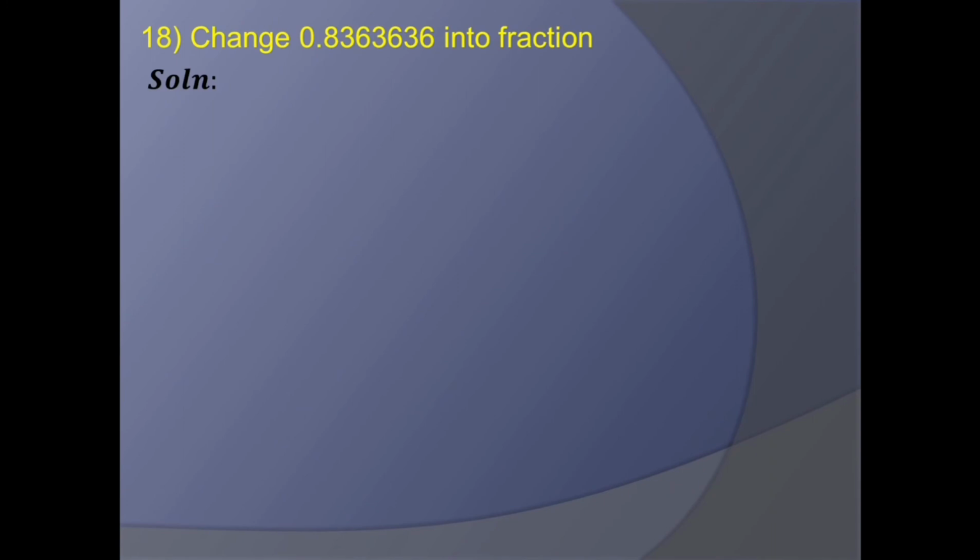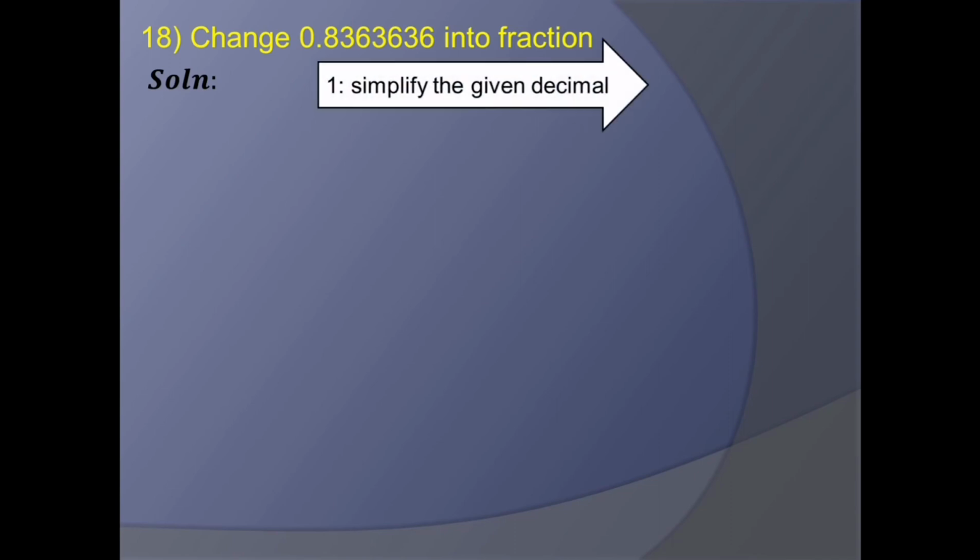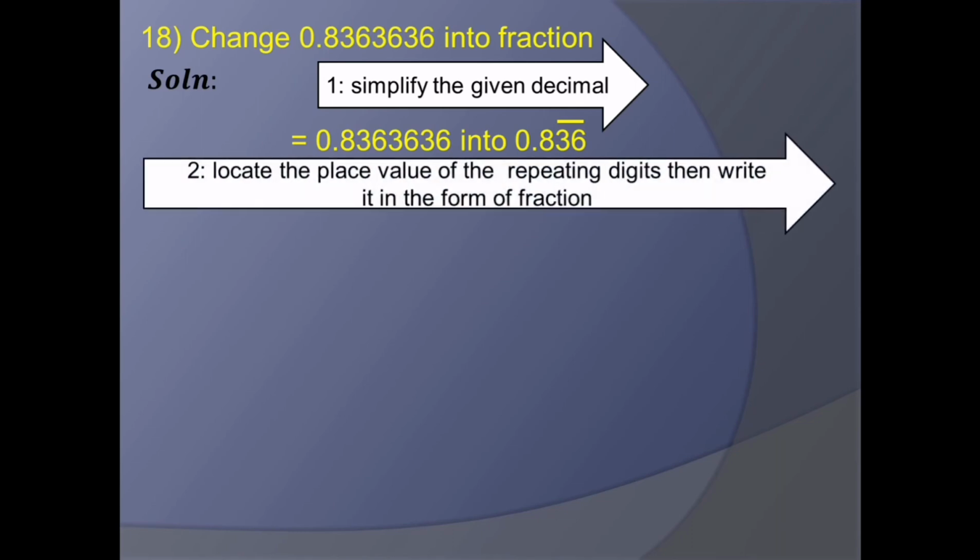We're going to change 0.8363636 into fraction. So the same process, we're going to simplify the given decimal. So instead of writing 0.83636 in that form, we're going to write it this way: 0.836 with a vinculum or uppercase bar. Number 2. Locate the place value of the repeating digits, then write it in the form of fraction.